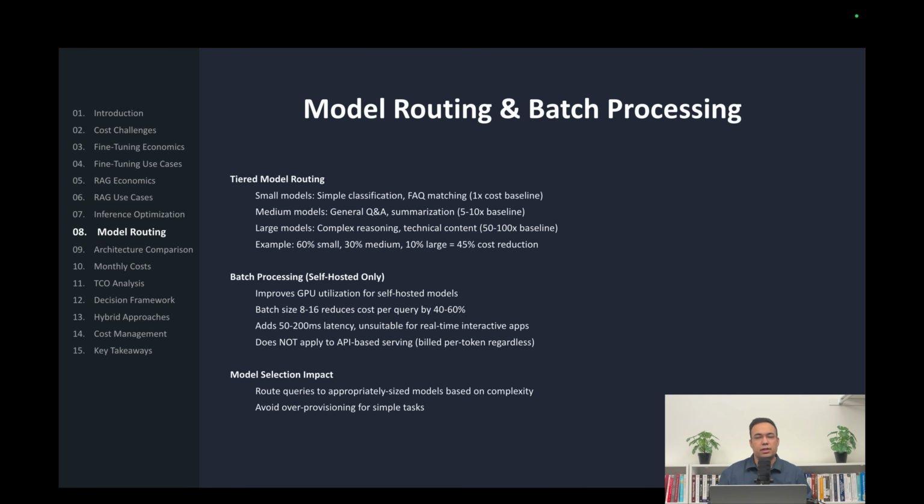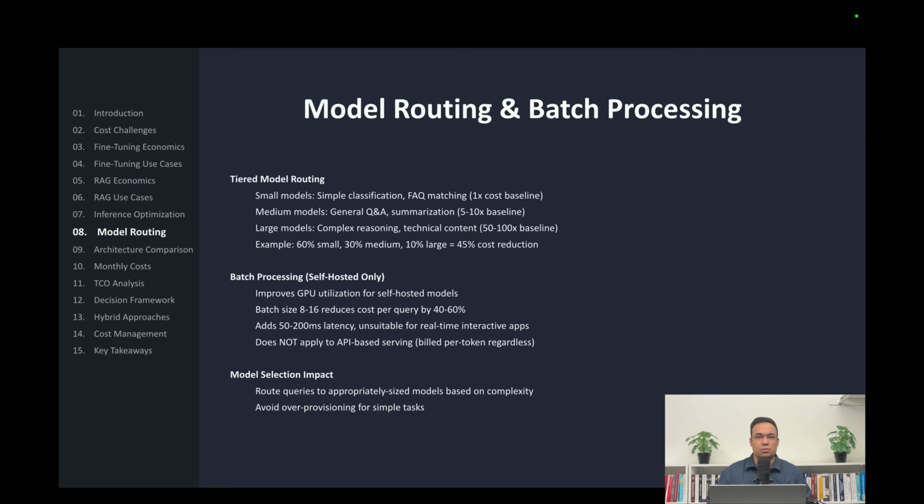Now, let me give you a concrete example of the impact. An enterprise support system that we designed in the past routed 60% of queries to smaller models for simple FAQs, 30% to medium models for troubleshooting questions, and only 10% to the large models for complex technical questions. This achieved a 45% overall cost reduction for us compared to using large models for everything. The key here is having a good complexity classifier at the front, usually a small, fast model that determines which tier to route to. Now let's talk about batch processing.